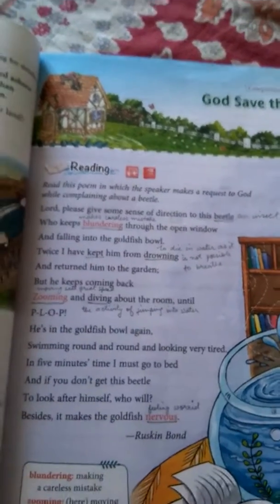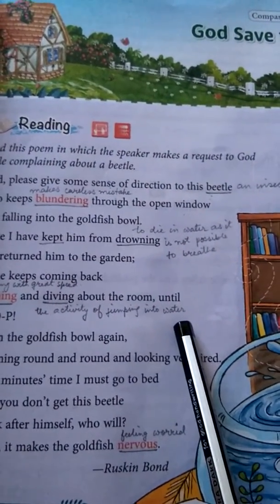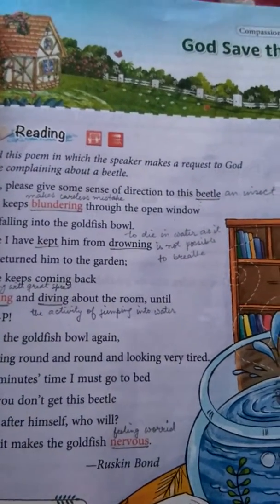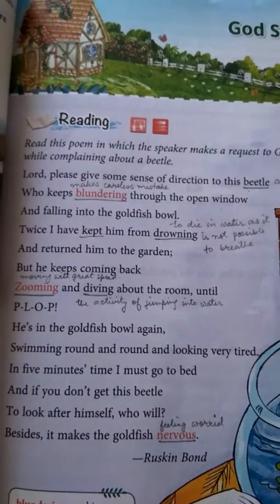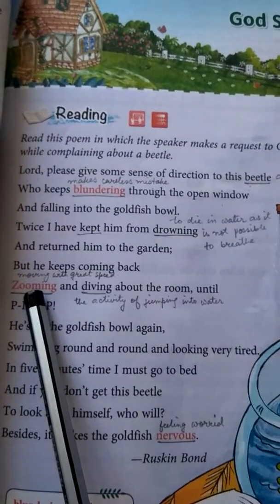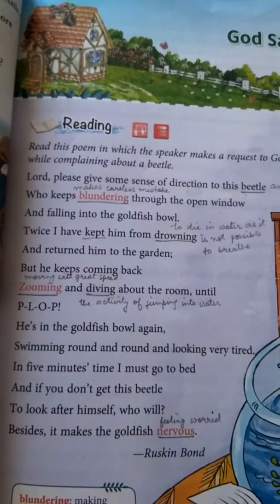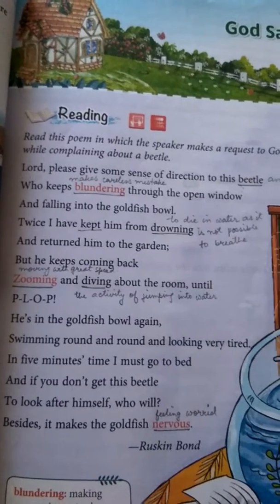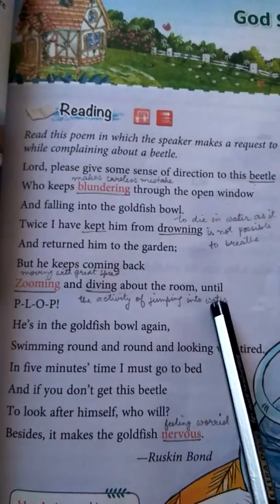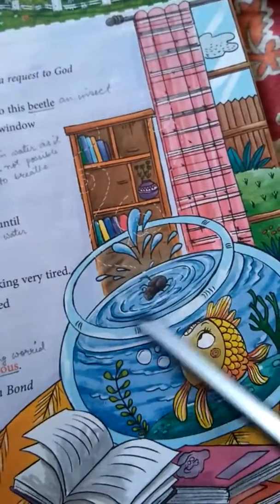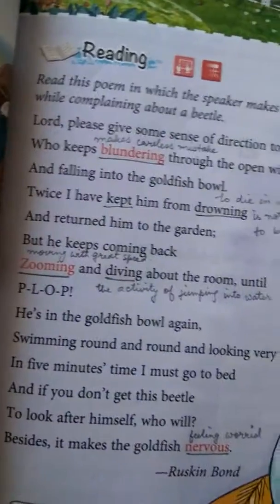So, diving actually means the activity of jumping into water. Over here, what is the beetle doing? It is diving onto the floor or any other part of the room of the house, right? So what the poet is saying is zooming, that is moving with great speed, making that zzz type of noise, similar to that of a motor engine, and then diving about the room until finally it falls into the water, into the bowl of the goldfish, okay, and plop.